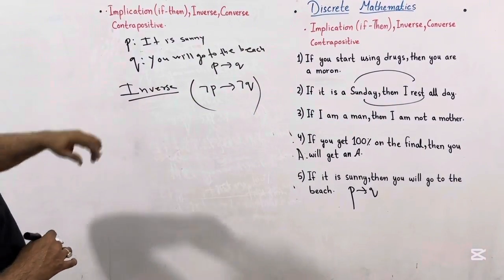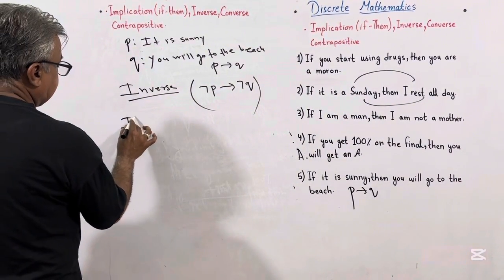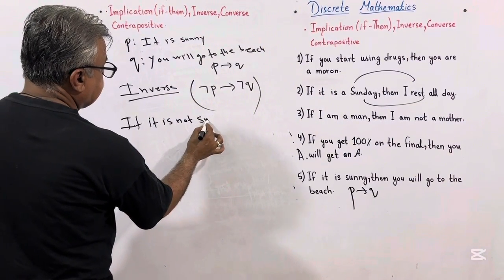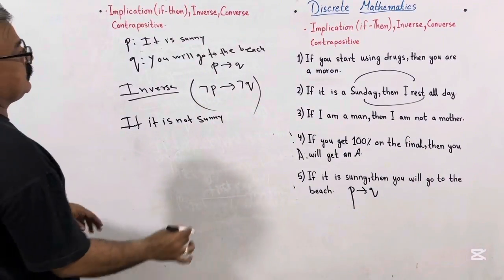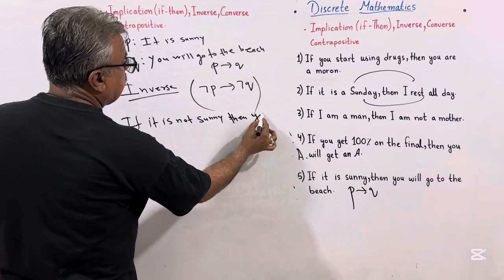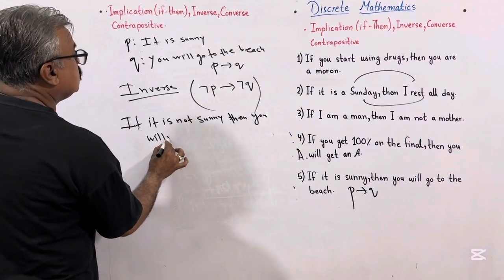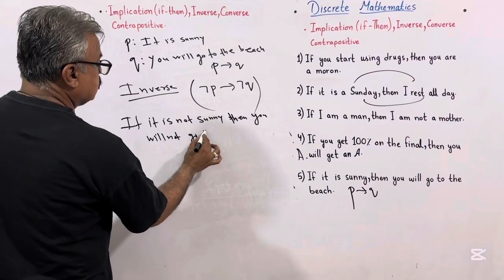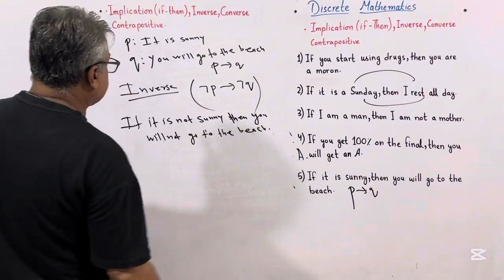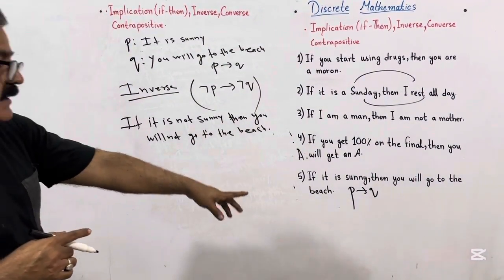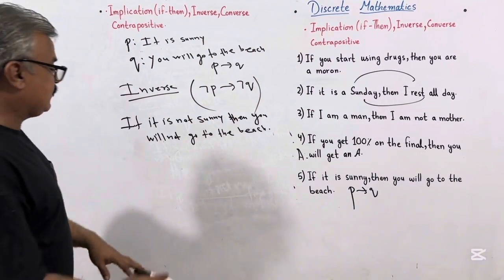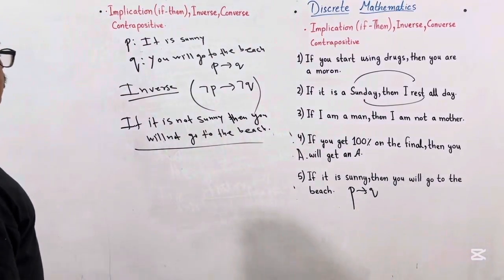How to read it in sentences? If it is not sunny, then, as a consequence, you will not go to the beach. This is the inverse of this statement. If it is sunny, then you will go to the beach. Its inverse is, if it is not sunny, then you will not go to the beach.